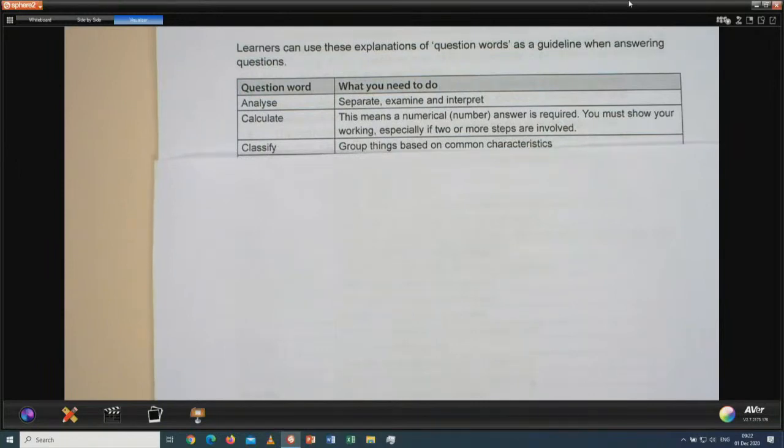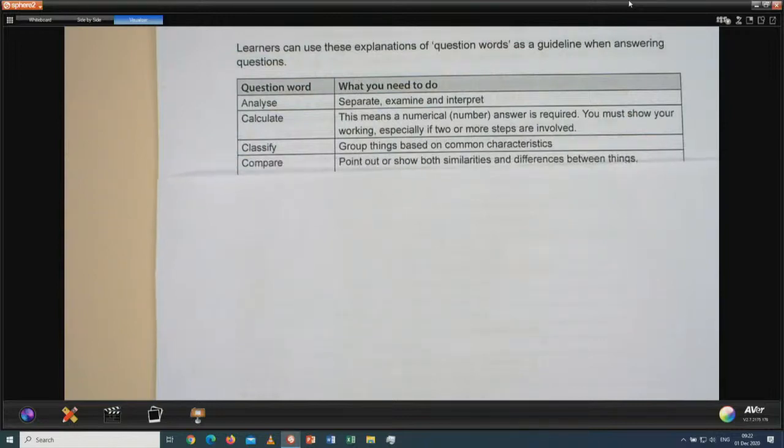Classify. Group things based on common characteristics. Yes, you classify them. If you are to classify the characteristics or the impact based on the human impact or environmental impact, be able to do so. Group things based on common characteristics.